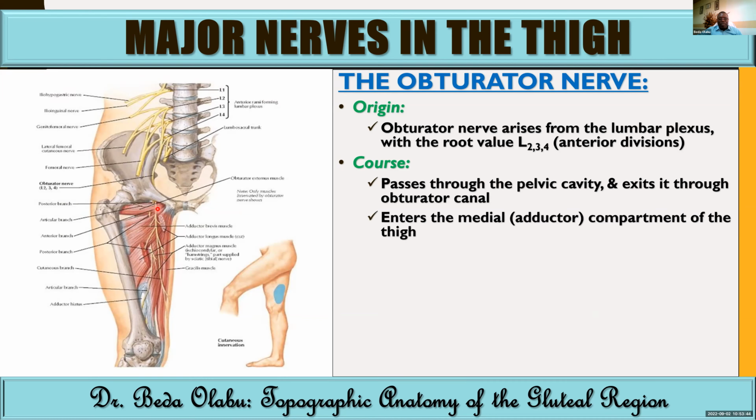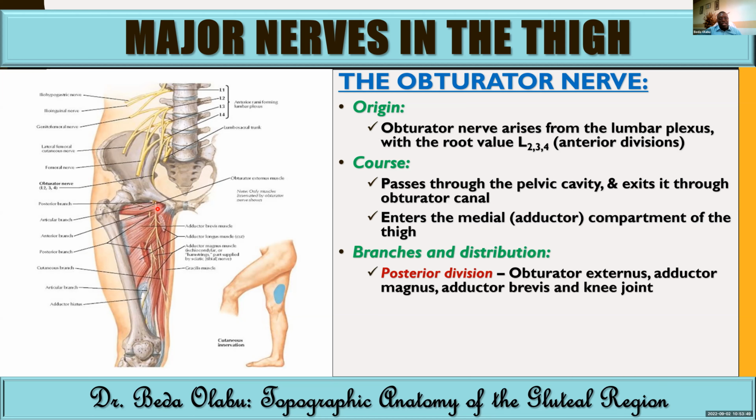The nerve supplies the muscles of the medial compartment of the thigh. Now, the nerve divides into two divisions around the obturator canal, or just before there. We have the anterior division and the posterior division. The anterior division of the obturator nerve goes to obturator externus muscle, adductor magnus muscle, adductor brevis muscle. That's the motor or muscular distribution. The sensory distribution goes to the knee joint.